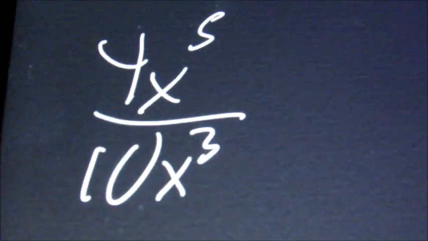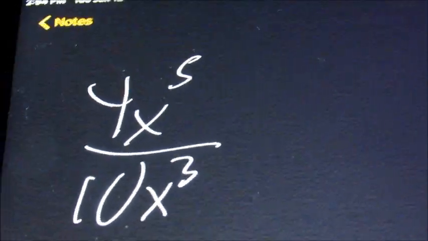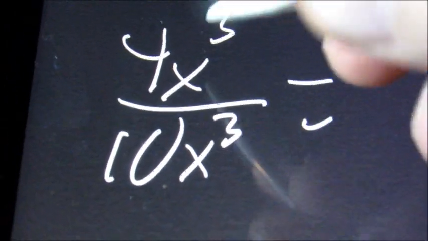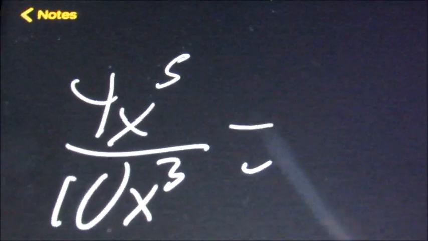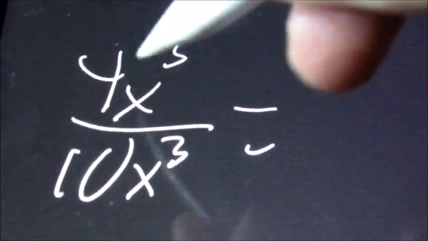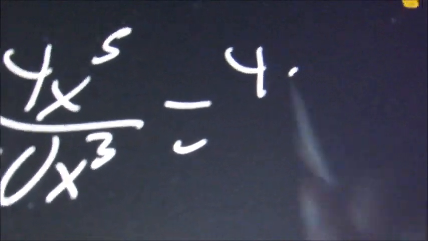Okay, so 4x to the 5 over 10x to the 3. So we can break this up. Here, remember what the exponent means? It means the base multiplied by itself however many times the exponent is. And the exponent only affects what's right in front of it. So we keep the 4, and this means x times x times x times x times x, 5 times.